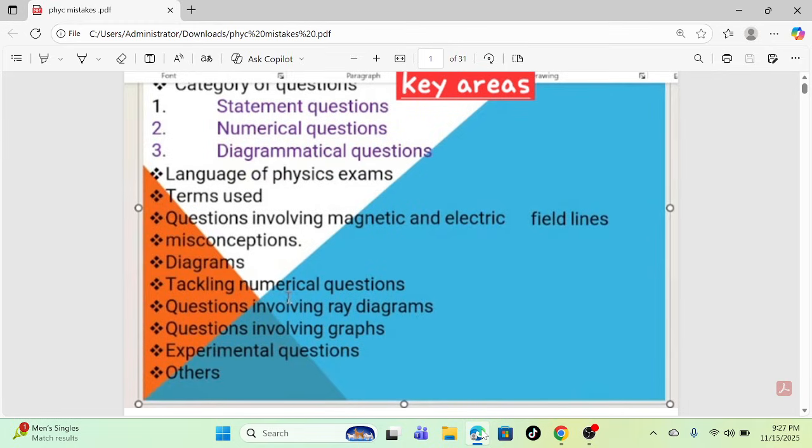Today we are going to look at a common mistake when answering physics paper 1 and paper 2, that is physics theory, and how it's supposed to be answered.